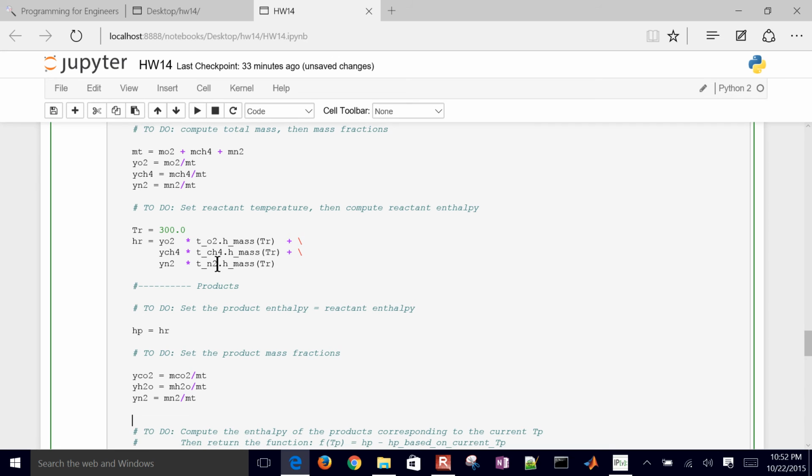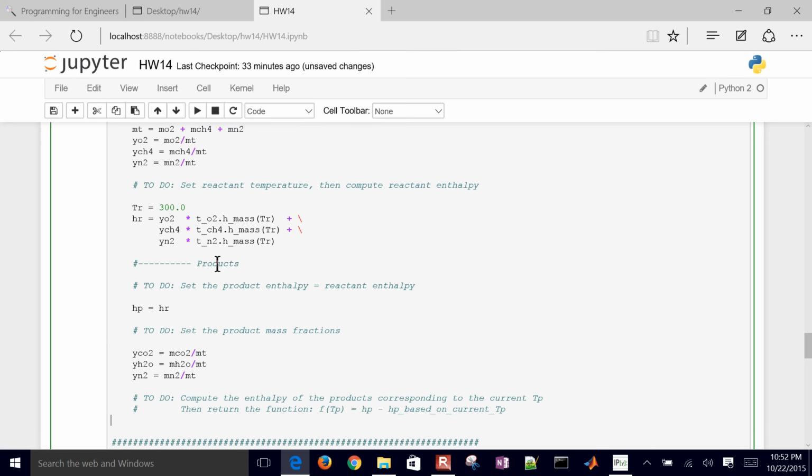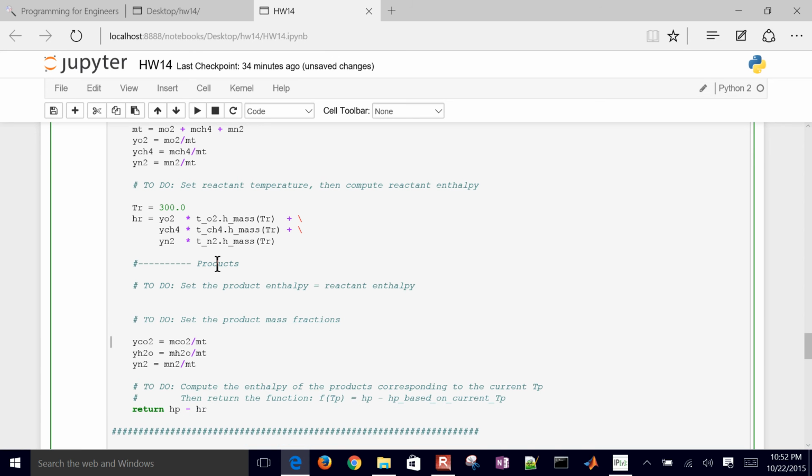And then the last thing that we want to do is compute the enthalpy of the products corresponding to the current temperature of the products, then return the function. Chances are our first guess is not going to be equal to 0, but we want to use the solver to find this. So we're going to return the value of HP minus what the enthalpy is of our products. The other way I can do this is instead of setting HP equals HR, I can just do return HP minus HR right here.